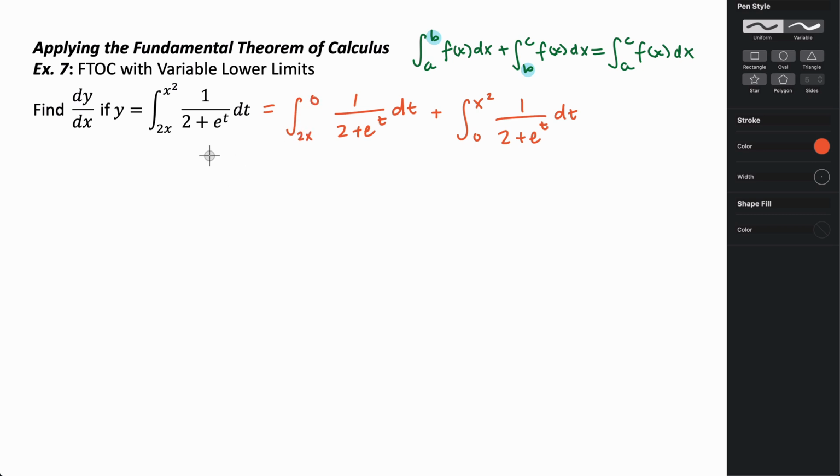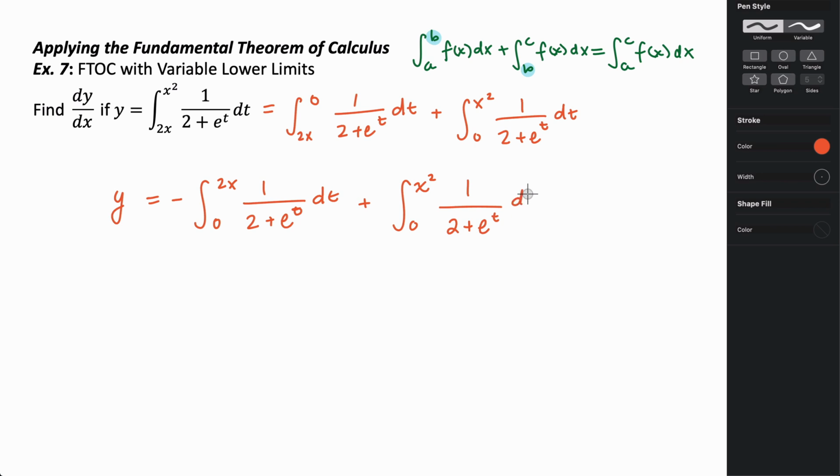Now I know that in order for this to work, I have to have my variable in my upper limit. So the y is going to equal the opposite of this, from 0 to 2x of 1 over 2 plus e to the t dt, plus the integral from 0 to x squared of 1 over 2 plus e to the t dt. Okay, so now I can substitute, right? So anywhere I have, oh, this is a terrible t right there. That should be a t.